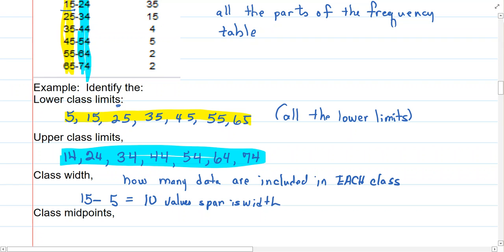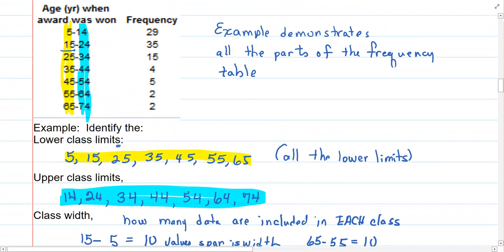And you can do it to any one of them. Supposing I do the last one, 65 minus the 55 is 10. So what we're saying here, it took plus 10 here, 10, 10, 10, 10, and 10. Those are all the widths.